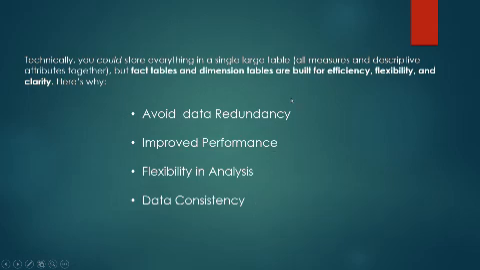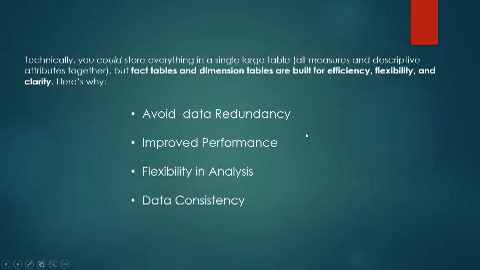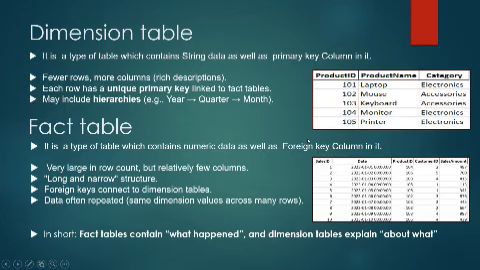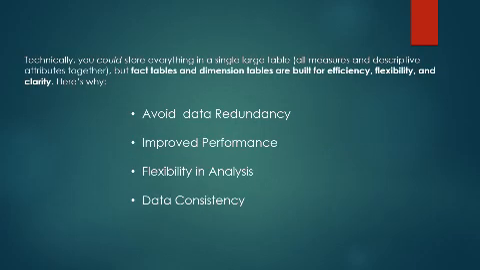So because of these reasons only, fact tables and dimension tables are built for efficiency, flexibility, and clarity. If the data is segregated in different ways, we can understand what it is for. If it is separated into different products, this is related to the product table, and this is related to the sales table. So we can easily segregate it and understand what type of data it is storing. So it is easily understandable.